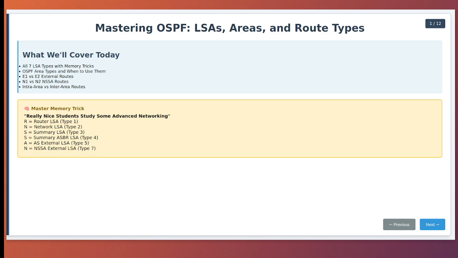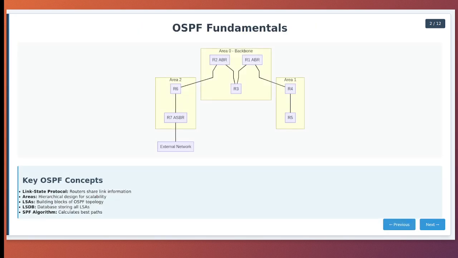Let's begin. OSPF Fundamentals. Before we dive into LSA types, let's quickly review what OSPF is and why it matters. OSPF is a link state routing protocol, which means routers share information about the state of their links with all other routers in the area. This is fundamentally different from distance vector protocols like RIP.